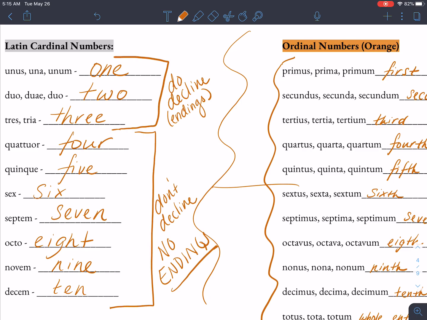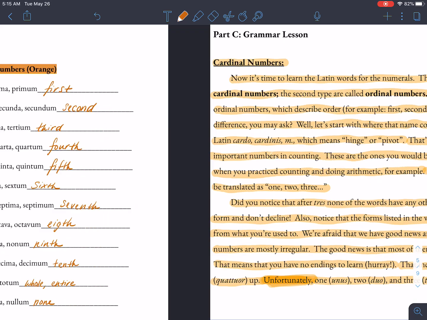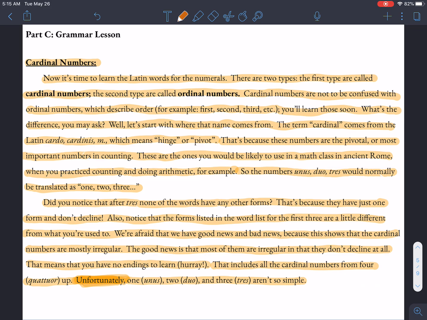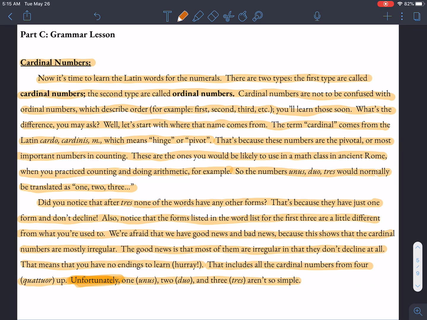So just chill, and just know that the first 3 are a little funky, but from 4 on, it's pretty straightforward. It's quatuor, quinque, sex, septem, octo, novem, decem, right? Those words don't change. There's no ending shift. It's always going to be that. You can take that to the bank. You can count on those. So don't worry so much about that. So that was part 1 of the grammar lesson.